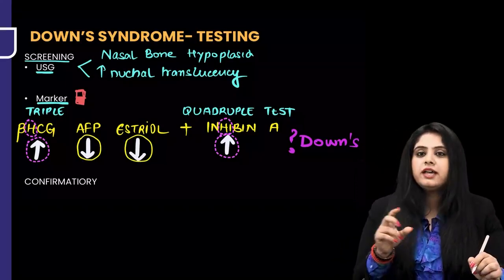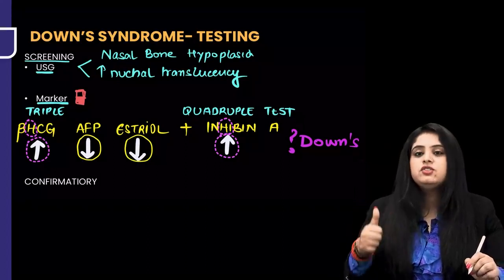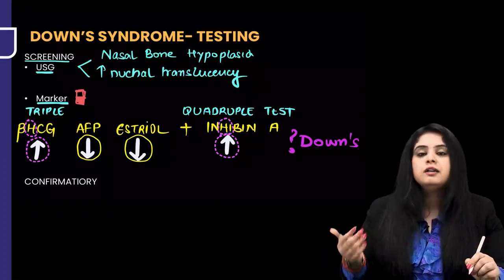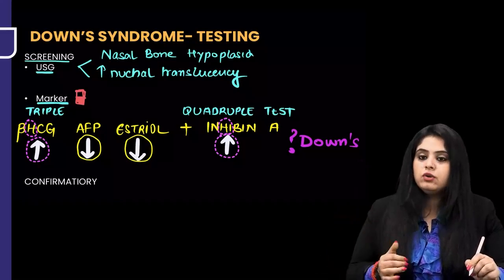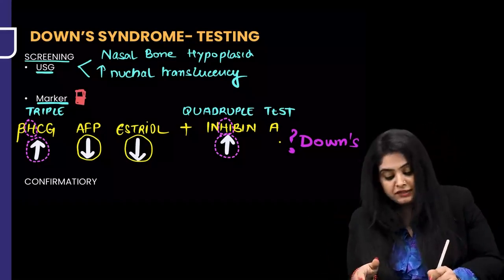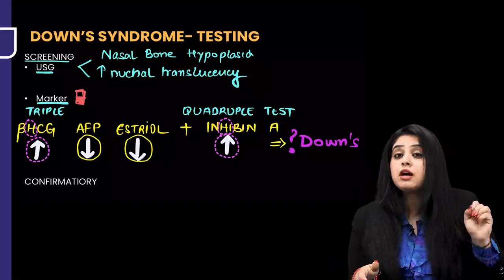Done, easy to learn. All the HH things are high. HCG is high, inhibin is high, but alpha fetoprotein and estriol are low. When I see this kind of a profile, I start suspecting, question mark, Downs.